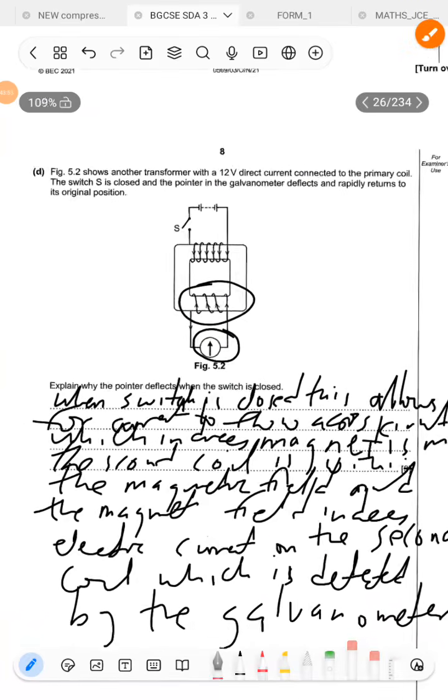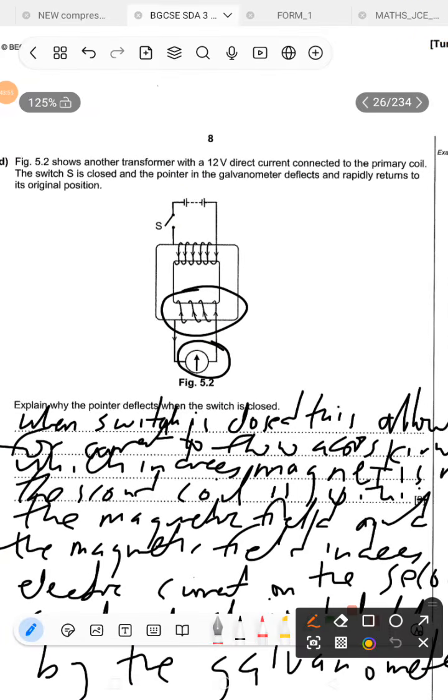The circuit is closed, current flows, current induces magnetism. The magnetic field induces current in the second coil. The current in the second coil flows and is detected by the galvanometer.